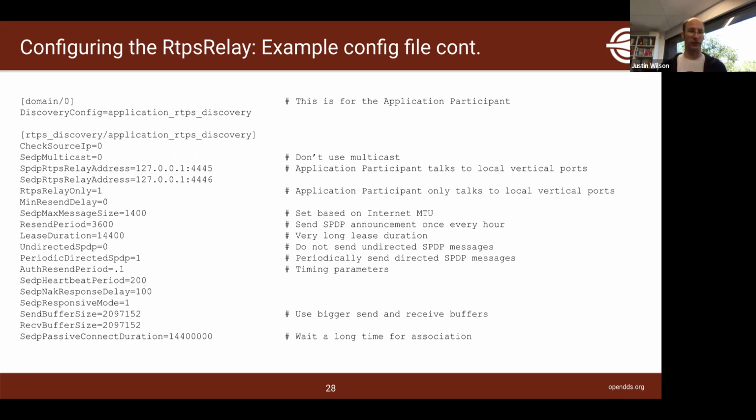Resending SPDP from the application participant is interesting. So typically a participant has a periodic timer where it resends its SPDP message. In a RtPS Relay instance, it could be associated with thousands or tens of thousands of client participants. And it doesn't really make sense to periodically send 10,000 messages out. So the application participant is going to typically be configured with undirected SPDP 0, meaning it's always going to send a directed SPDP message. And we're going to make that periodic. So instead of sending them all on some interval, we take that interval and we split it up and we send a few throughout time so that periodically we get to everybody, but we don't necessarily do them all at once. And then the final configuration parameters here are tuning the way SEDP works and buffer sizes and so on.